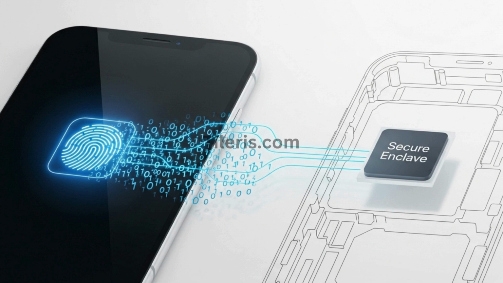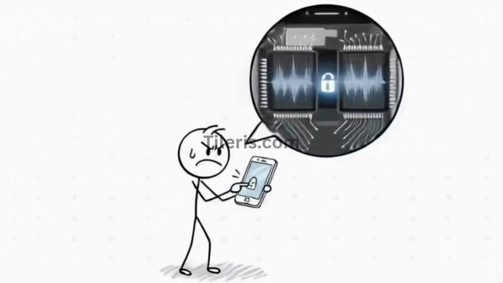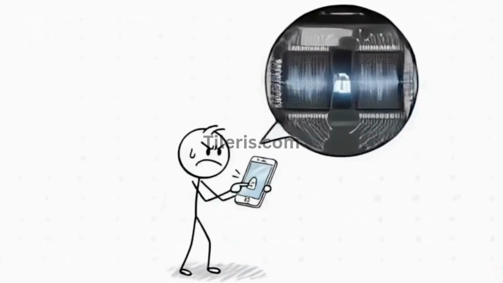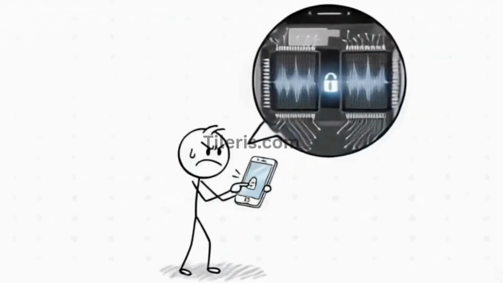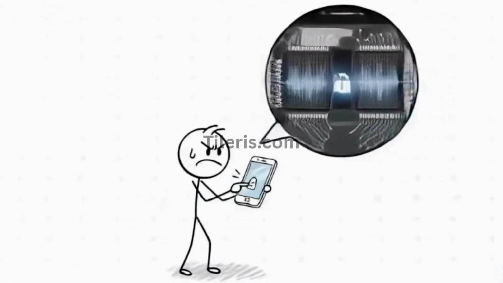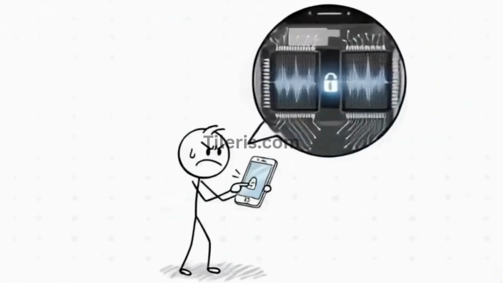This template is then heavily encrypted and stored only on your device, specifically within a physically isolated and dedicated chip called a secure enclave or trusted execution environment. The key security feature here is that when you attempt to log in, the new scan is converted into a template and compared to the stored one, all within that secure chip. Crucially, the image or the raw scan data never leaves the sensor, and the template never leaves the secure hardware.